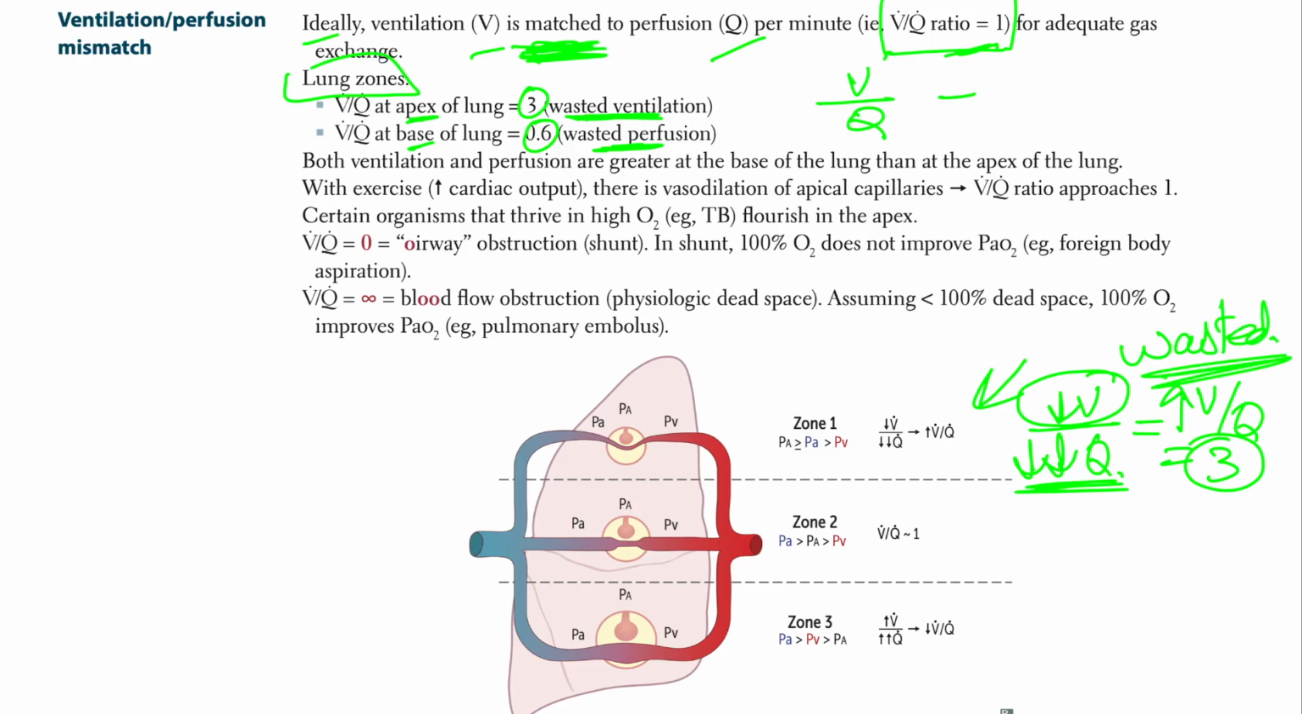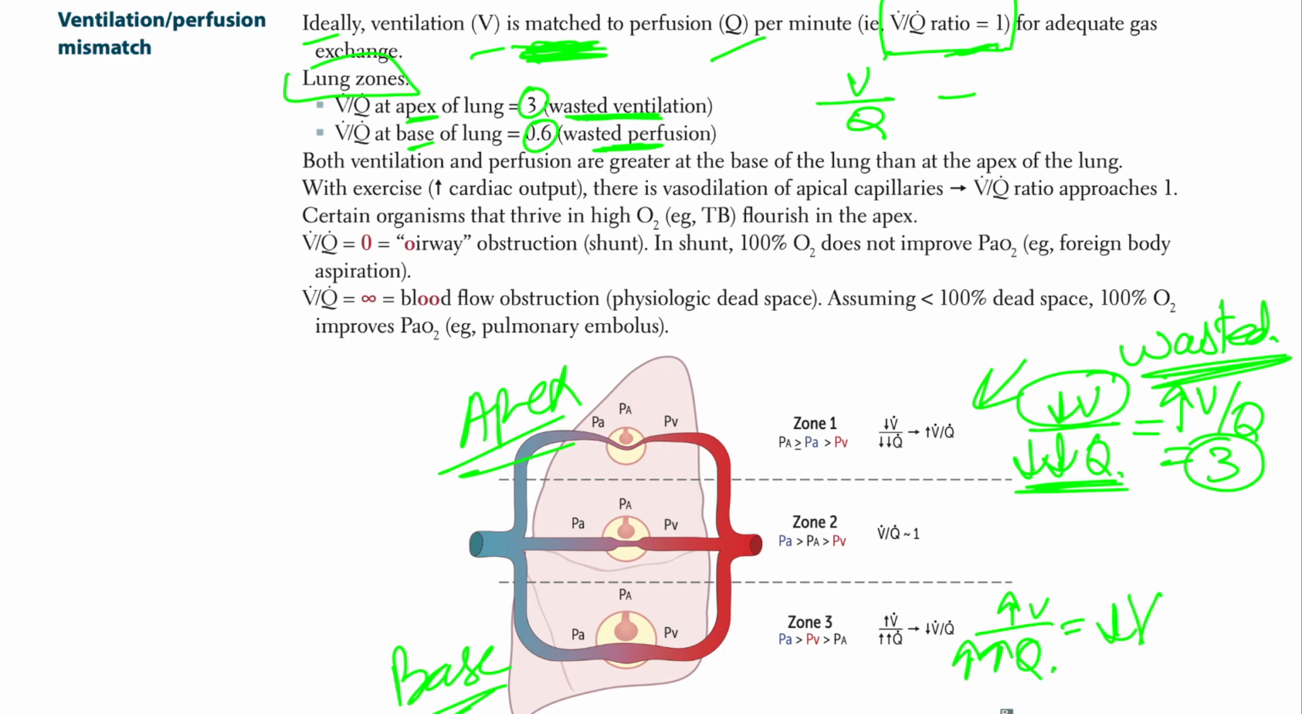Okay, now looking at the very last zone, which is the base. So this is the apex and this is the base. Here we have an increase in your ventilation, and you have way too much perfusion there, too much blood supply. So it's going to cause a decrease in V/Q, and that's how you're going to get 0.6. And that's just wasted perfusion. Wasted. And over there was wasted ventilation.